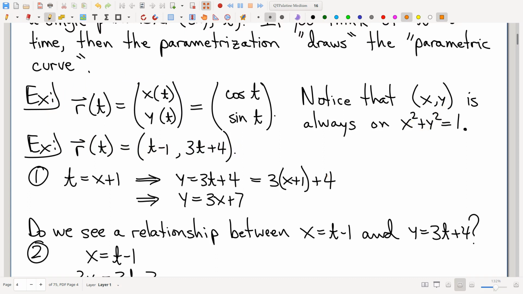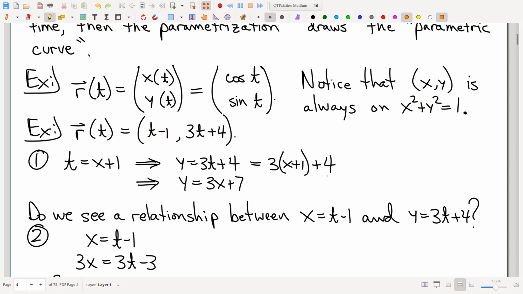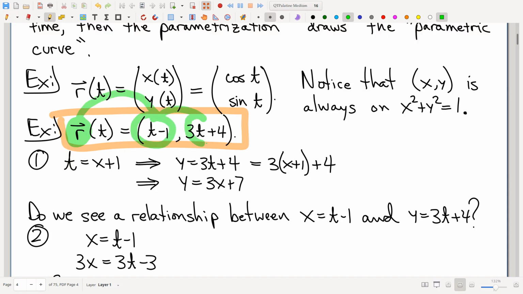Okay, so here's a different tool for a different kind of problem. Let's look at this parameterization right here. Now, quick reminder, don't forget, when we talk about position, that's x and y, right? So in particular, this thing right here is x, and this thing right here is y.